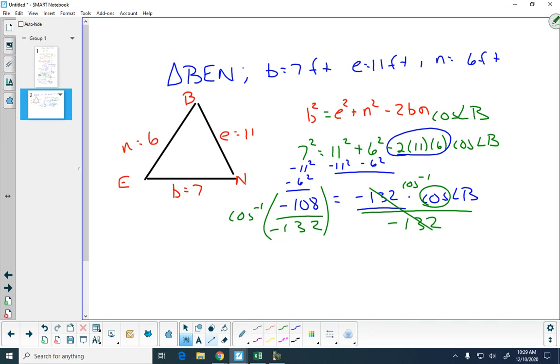Tori, what did you come up with? I got 35. 35 degrees? That's what I got too. 35.0. Okay, and angle N would be the exact same thing in the exact same process.